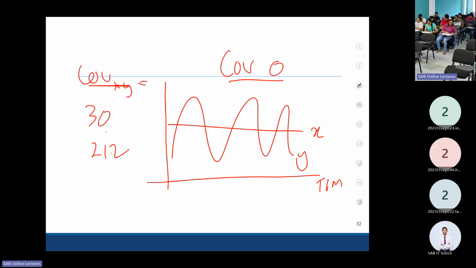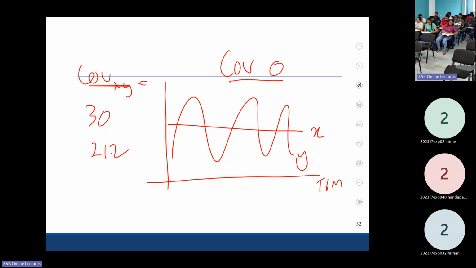But anyway, you cannot tell exactly when X is increasing by, say, 1%, by how much Y will increase. To identify that, in the next step we are calculating the correlation coefficient. Right, so let's calculate.